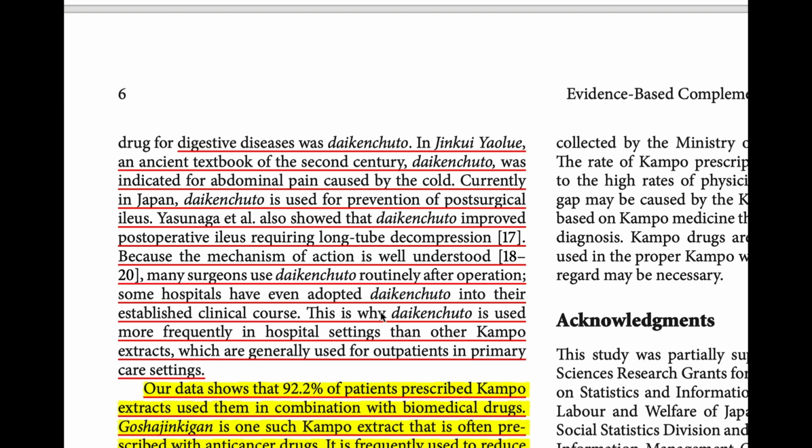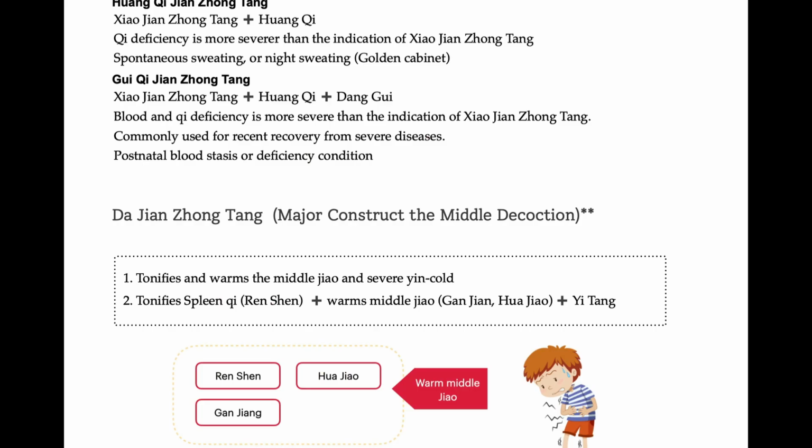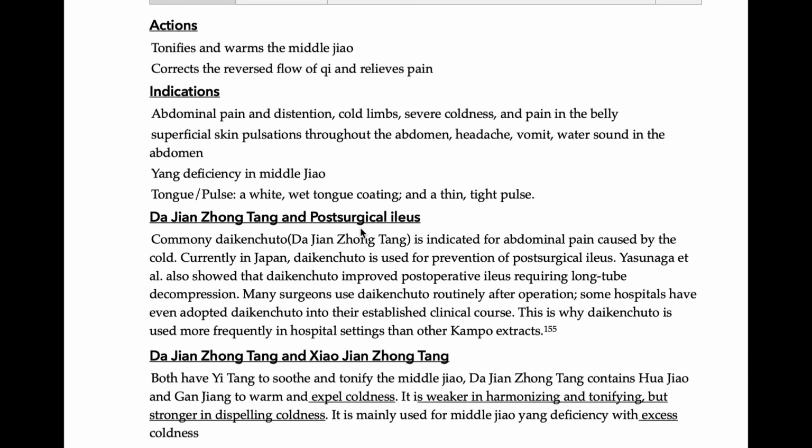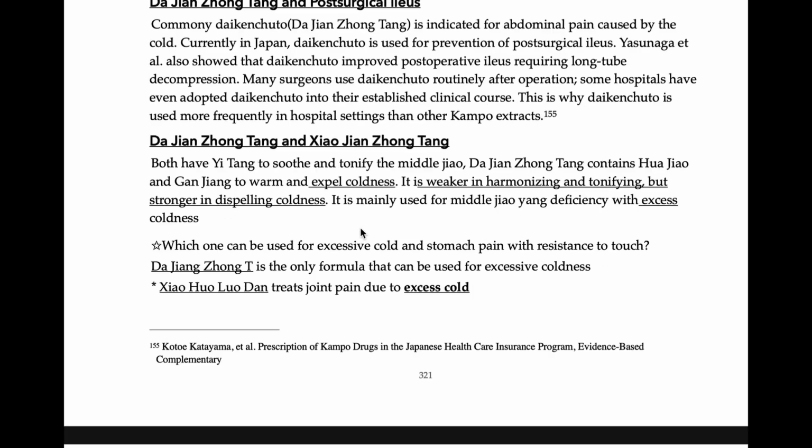So there's a reason Da Jianzhongtang is the second most commonly used in Japan, only in hospitals, and it is not used commonly in local clinics. There's Da Jianzhongtang, but not commonly used in local clinics. But it makes sense, doesn't it? Because they have open surgery, so it restores the function of the intestine.